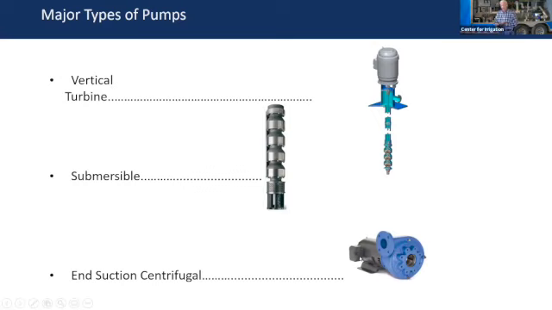And then finally, we have the end suction centrifugal pump that, again, has an electric motor right here in this case. So power comes into it here. And then there's a short coupled shaft that ties to this, what we call a volute. And inside that volute right there is an impeller. And that spins and water moves in and is discharged out of the top there.